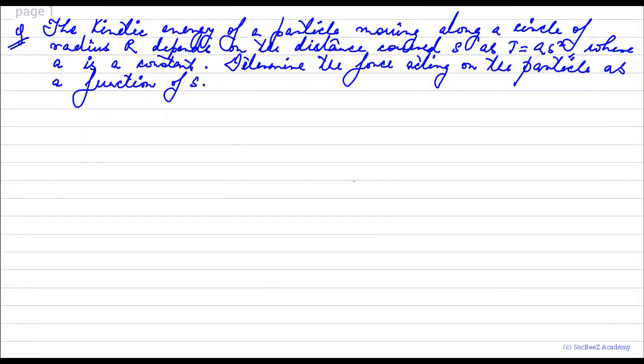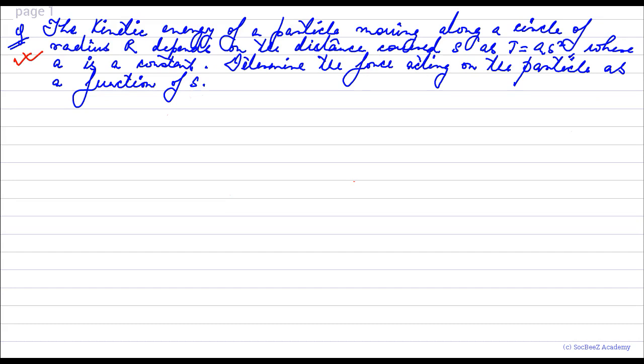Okay, now let us begin with a few problems in the topic of law of conservation of energy, momentum and angular momentum. Fine. So my first problem is this: the kinetic energy of a particle moving along a circular path of radius r depends on the distance s as T equals a s square, where T is the total kinetic energy and a is a constant. Determine the force acting on the particle as a function of s.